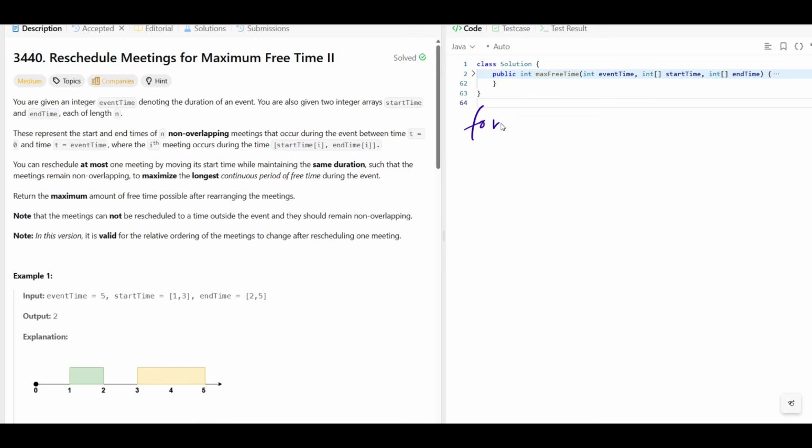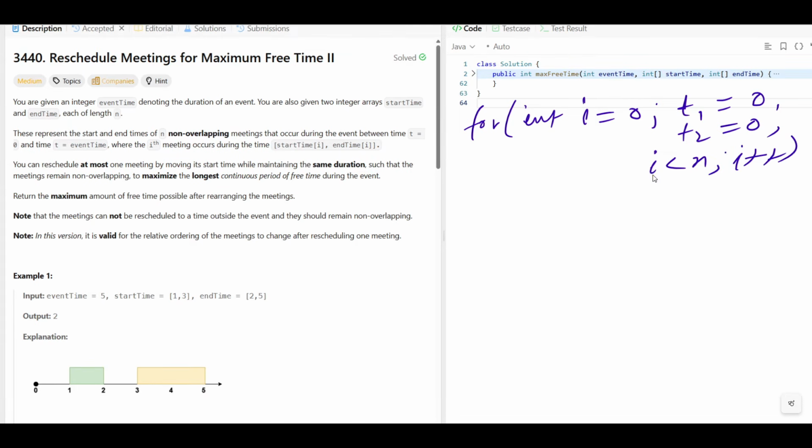We'll take a for loop, right? That will take int i is 0, right? And we have t1, let's suppose, at 0, and t2 we have the same at 0. So t1 and t2 are there. Another will take what? i should be less than n and i plus plus. So this will be our loop.